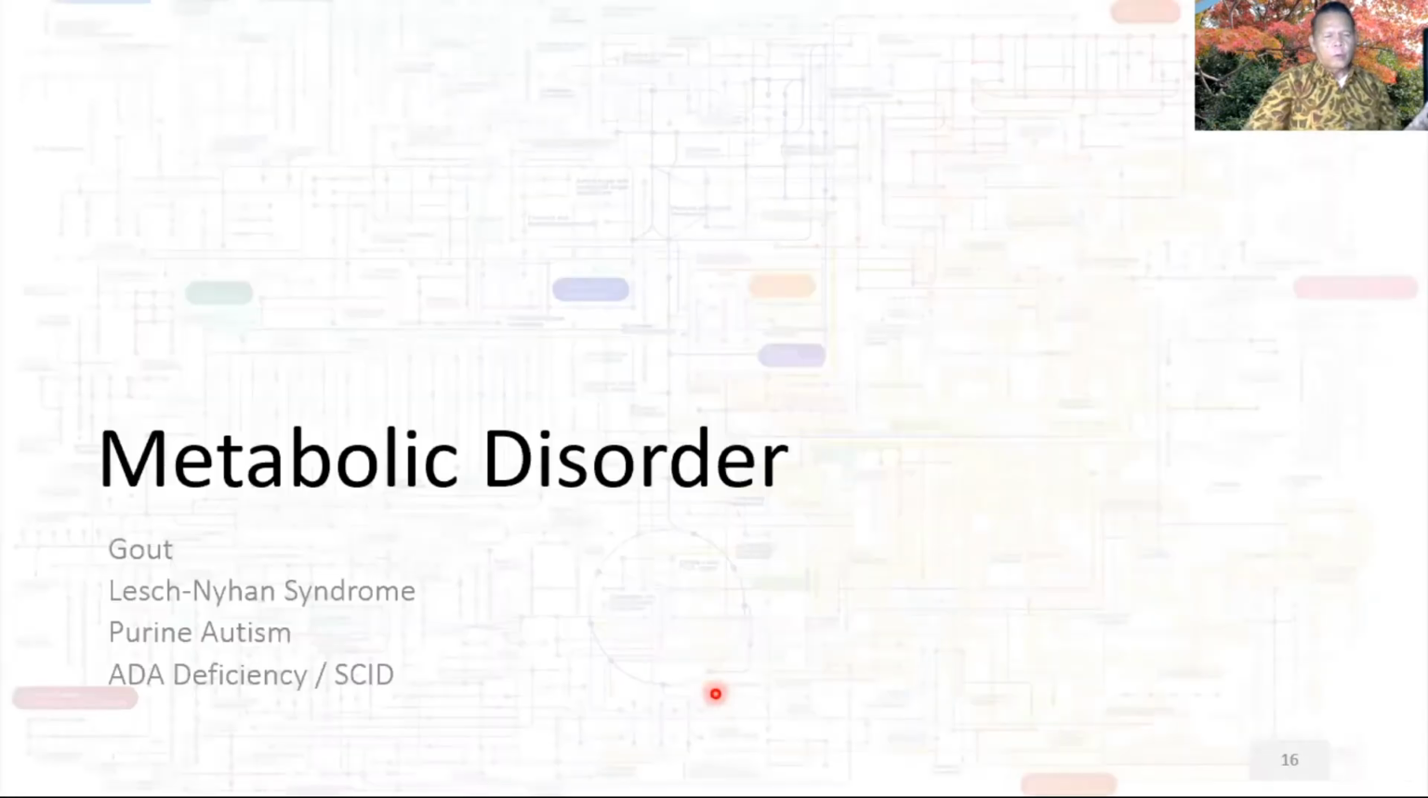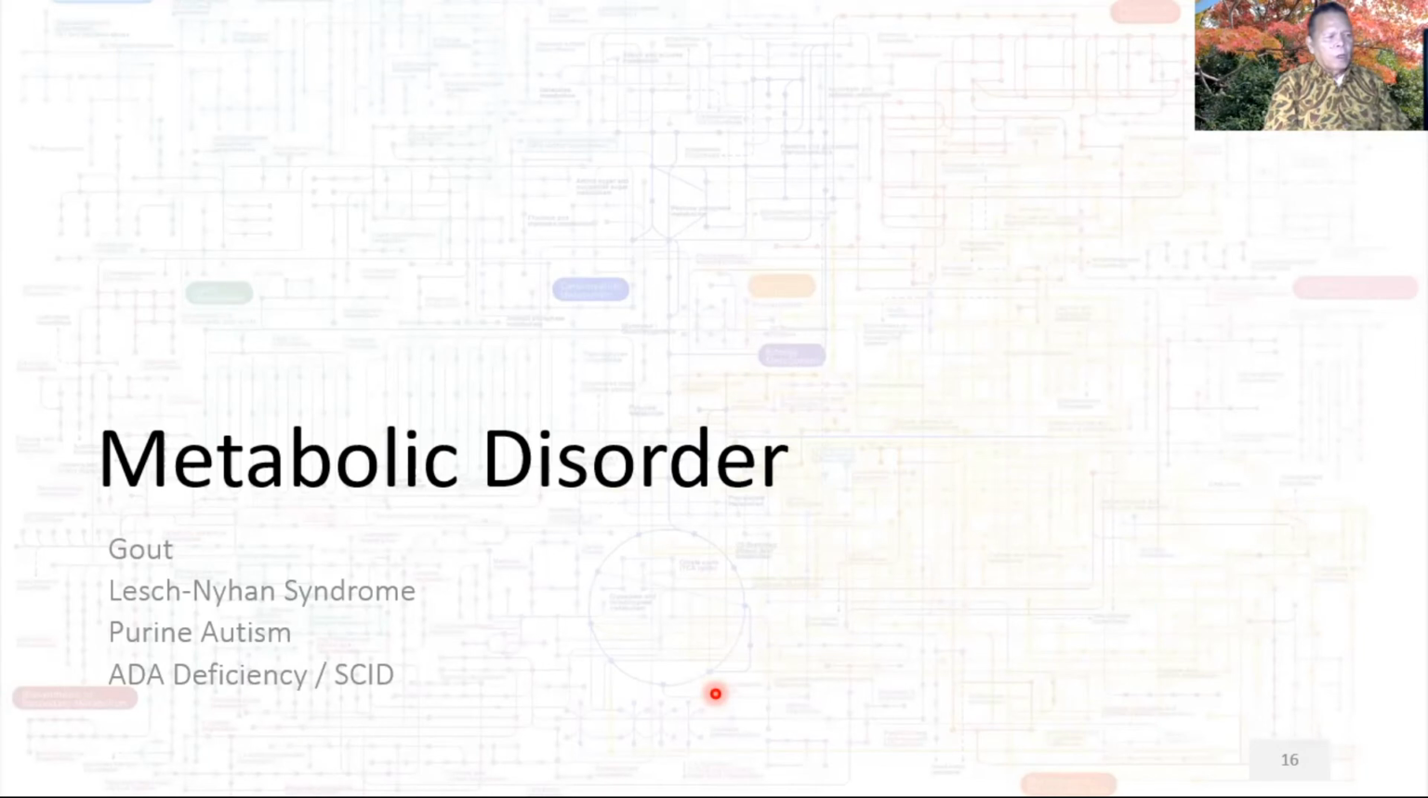Then now let's move to metabolic disorders. In discussing these metabolic disorders, we can figure out several of them. In this case, the first one is gout. The second one is Lesch-Nyhan syndrome, purine autism, and ADA deficiency or SCID.